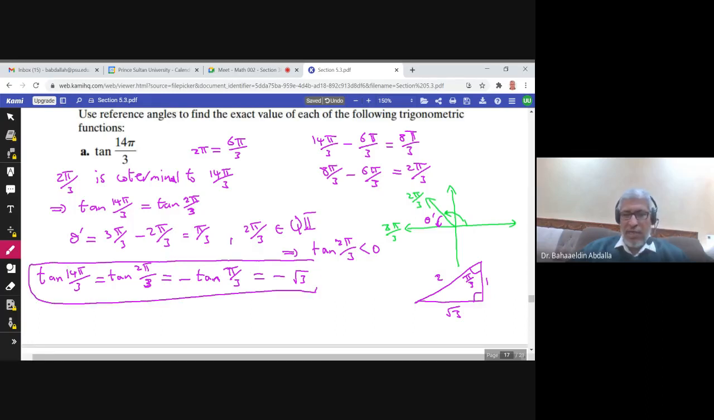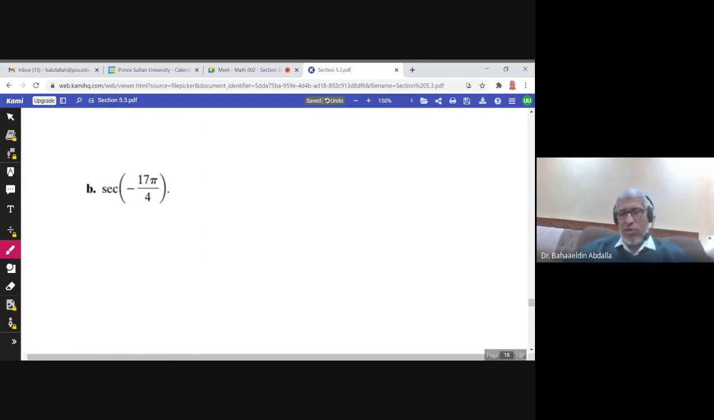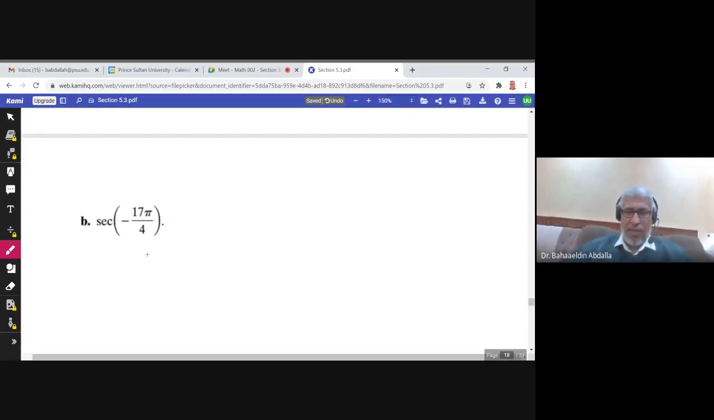If you write this line, this means that you understand the difference between coterminal angles and reference angles, and you really understand the subject. Okay, let us find also secant negative 17 pi over 4. Okay, 17 pi over 4 is greater than 2 pi. 2 pi here, because the denominator is 4, the numerator should be 8 pi. 8 over 4 will give you 2.